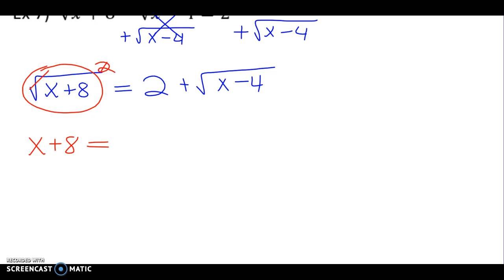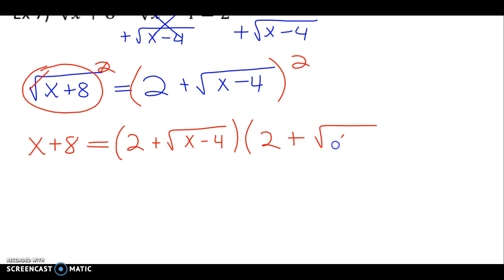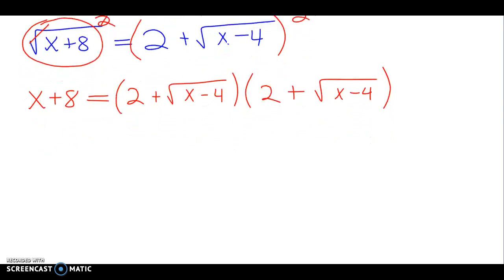But if I square the left side, I have to square the right side. The entire side. Not each part of it, but the side as a whole needs to be squared. And that whole thing squared means you need to write it out 2 times and multiply it by itself. So on the left, we have x plus 8 equals. Now this looks pretty rough, but it's not that bad.